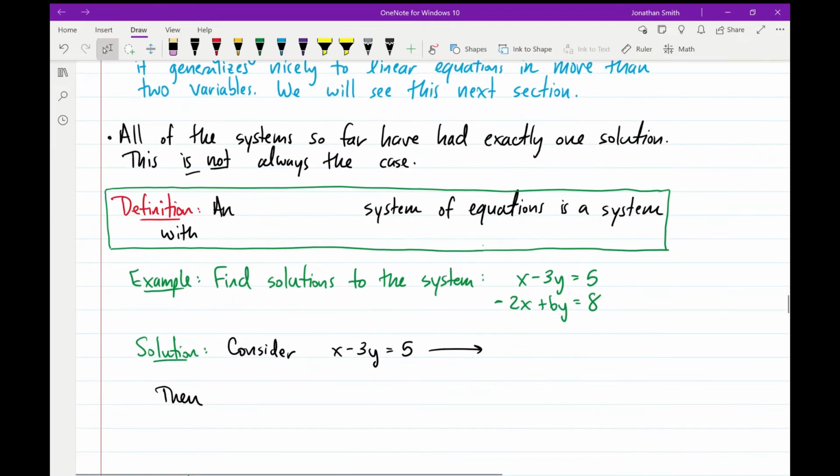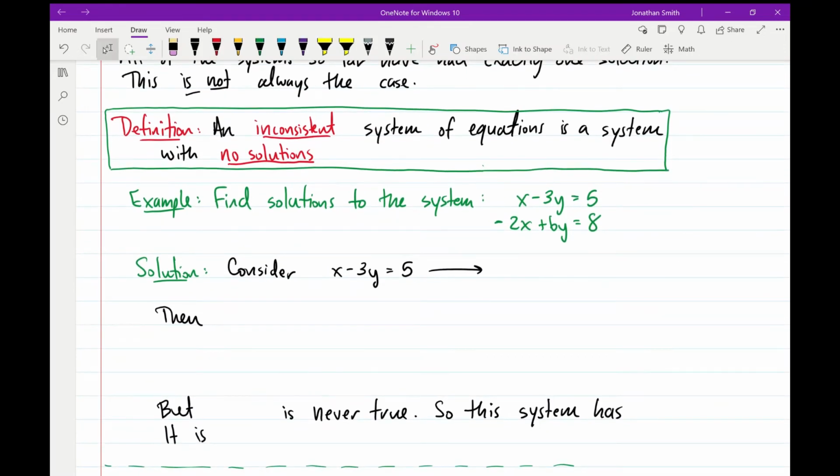Okay, so all of the systems that we've seen so far have had exactly one solution, but that doesn't always happen. There are two other possibilities. The first possibility is an inconsistent system. An inconsistent system of equations is a system that has no solutions. Here's an example of an inconsistent system. We want to find solutions to the system x minus 3y equals 5 and minus 2x plus 6y equals 8.